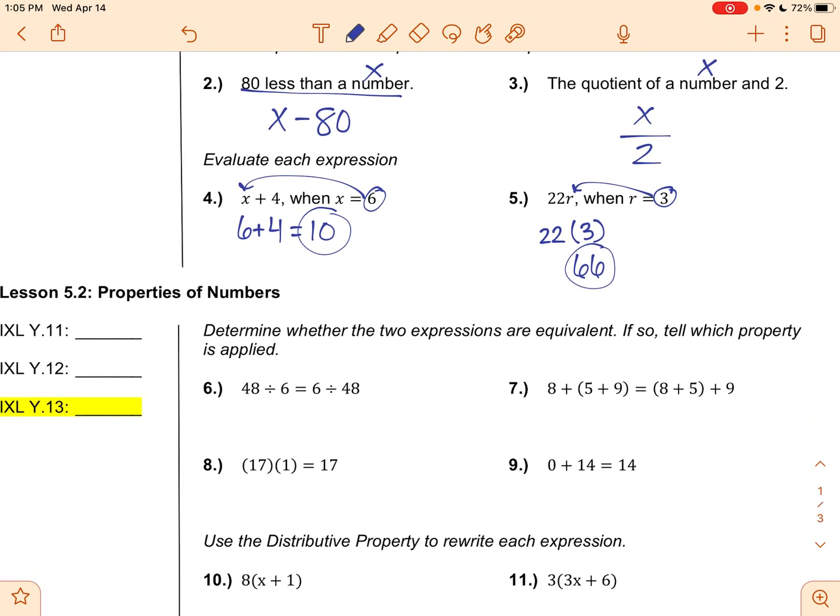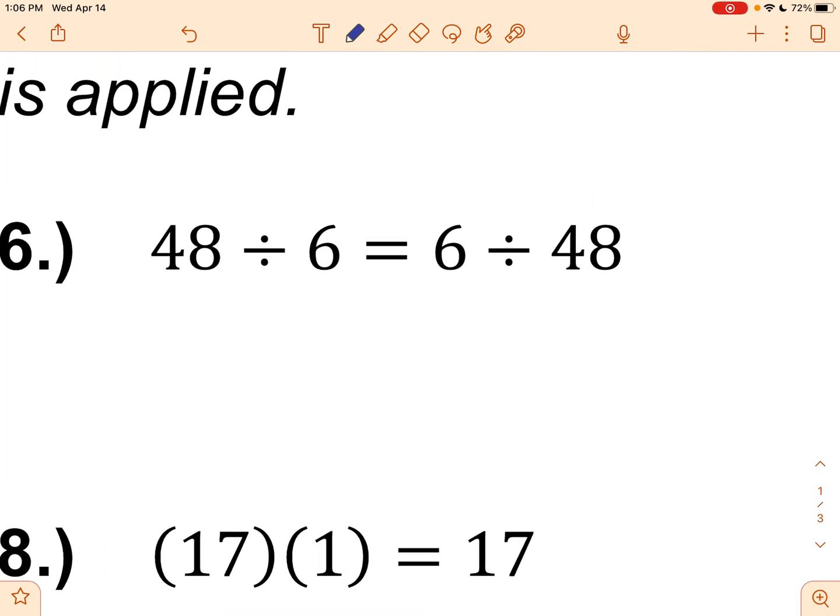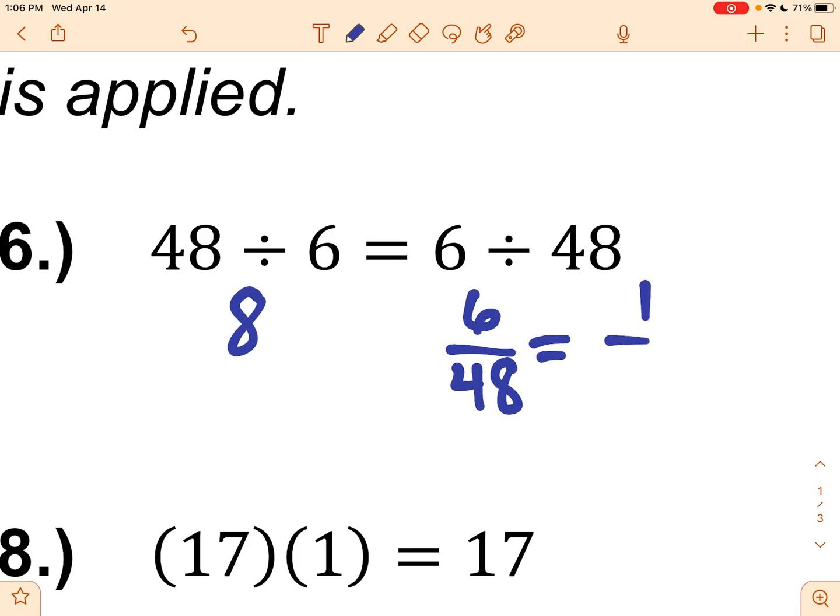Alright, moving on. Properties of numbers. Determine whether the two expressions are equivalent. If so, tell which property is applied. Alright, so we're taking 48 divided by 6. Well, 48 divided by 6 is 8. 6 divided by 48, that is not 8. That's going to be like 1/8. Are those exactly the same? Nope, so these are not equivalent.